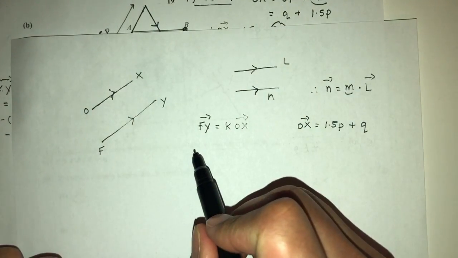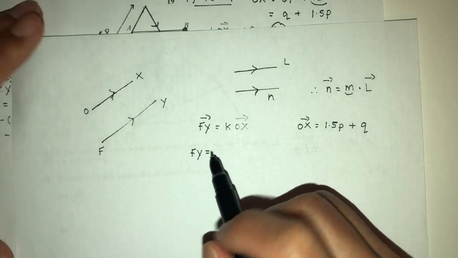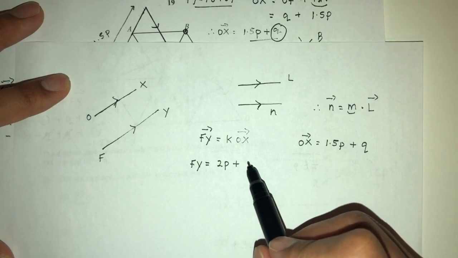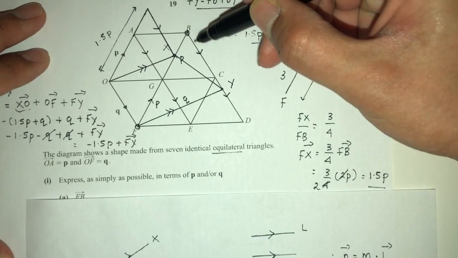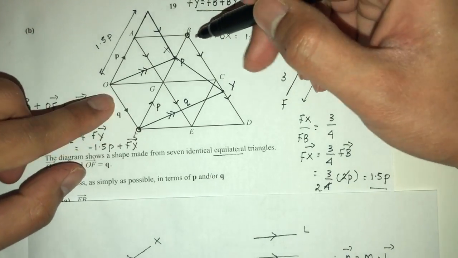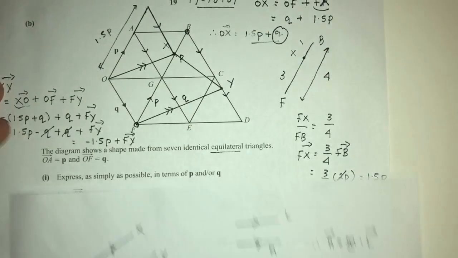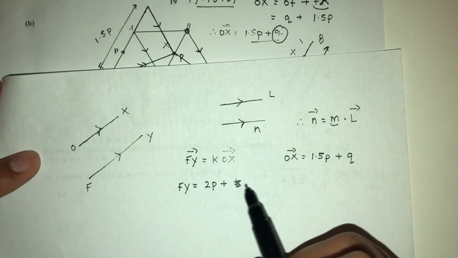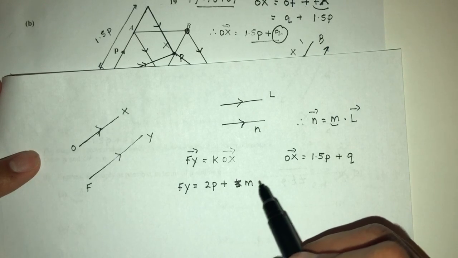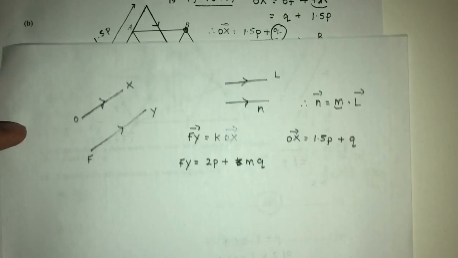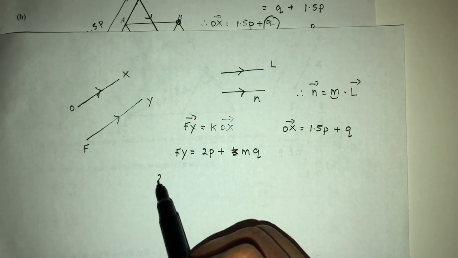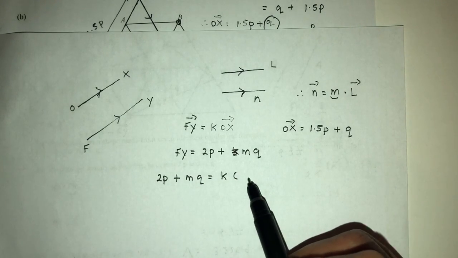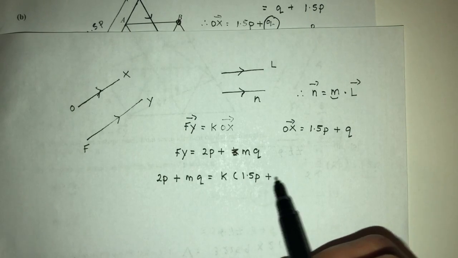So from here we have FY is FB, so FB is 2p, plus BY. BY we don't know, but we know that BY is in the same direction as this vector, right? Because they need to be parallel. So we just don't know the coefficient of this one. Let's not use k, let's use something else. Let's use m, so it is mq. This is FY. So now I can replace in my equation. So I have 2p plus mq is equal to k times OX. OX is 1.5p plus q.